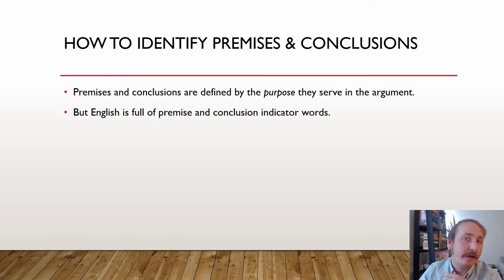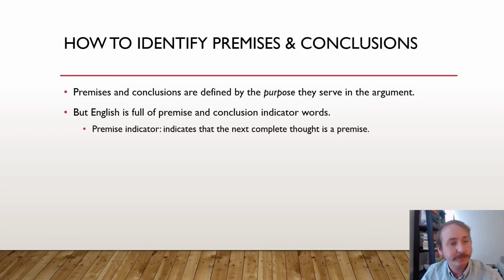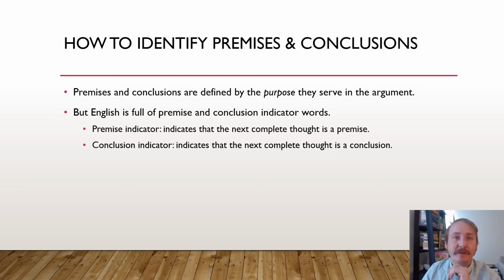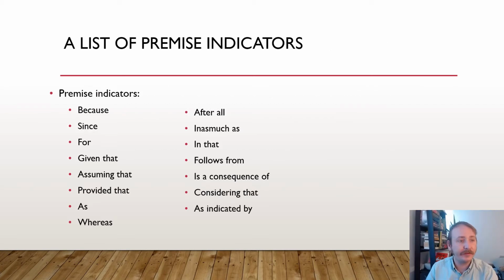But English, like a lot of other languages, is full of premise and conclusion indicators, things that make it clear, that signal to your mind when you read them that the next complete thought ought to be treated a certain way. So premise indicators, to start, are words that indicate that the next complete thought is a premise, right? That makes sense. And the same thing with conclusion indicators. The next complete thought is a conclusion. And here we just have a list of premise indicators: because, since, for, given that, assuming that, et cetera, et cetera.